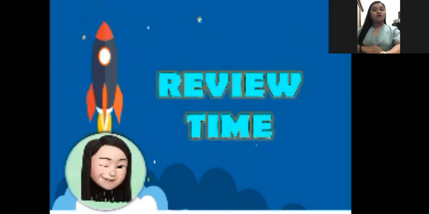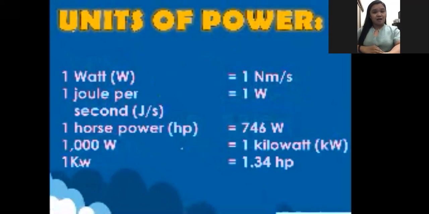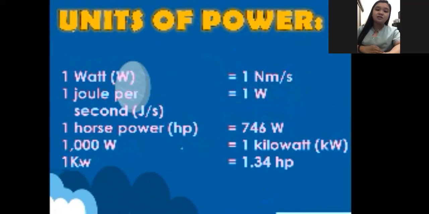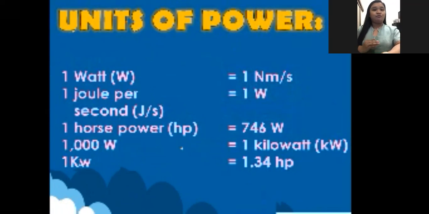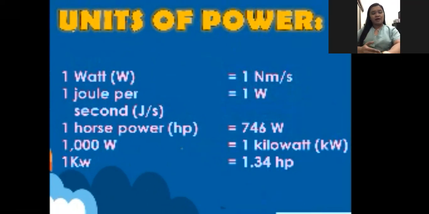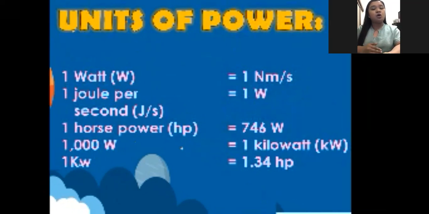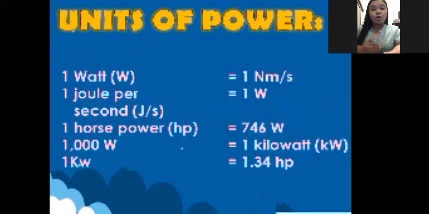We're going to review the previous lesson. What's the previous lesson that we had in science? It is about the units of power. What are these units of power? Let's review it. 1 watt is equal to 1 Nm over s. 1 joule per second is equal to 1 watt. Then 1 horsepower is equal to 746 watts. Then 1000 watts is equal to 1 kilowatt. The last one is 1 kilowatt is equal to 1.34 horsepower.